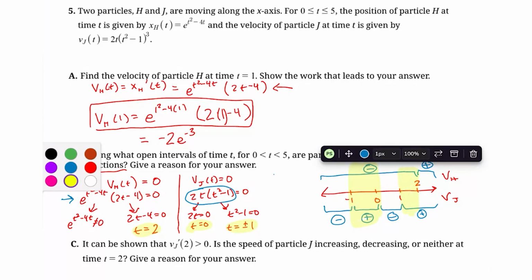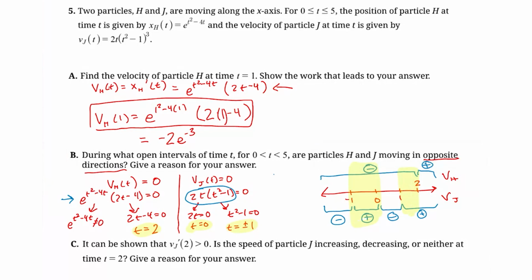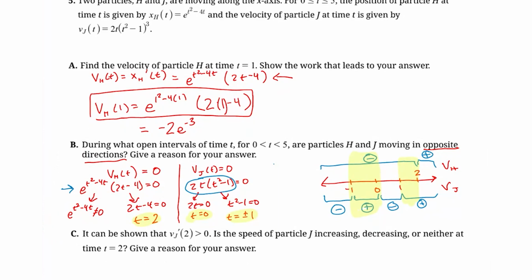Okay, we've got an interval right here where the velocity of h is negative and the velocity of j is positive. So we have 2 intervals here. We're running out of space to write all this out, but my answer here is going to be between -1 and 0 and between 1 and 2, okay? And I'm going to say because, and we could be just kind of brief here, VH and VJ have different signs.